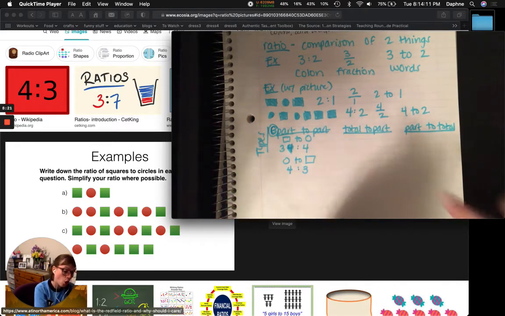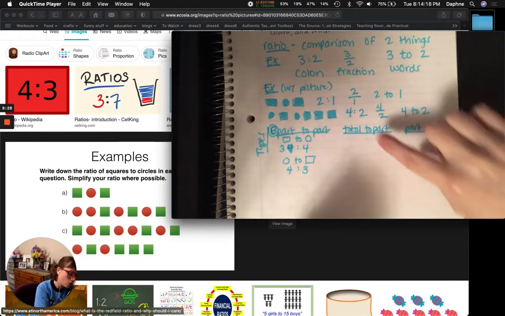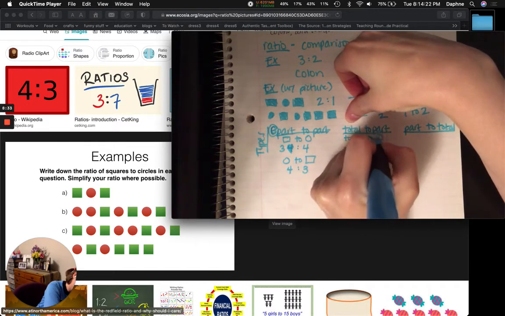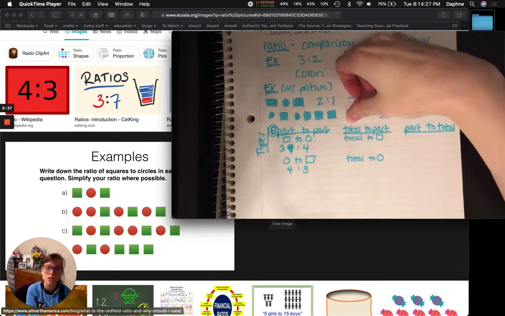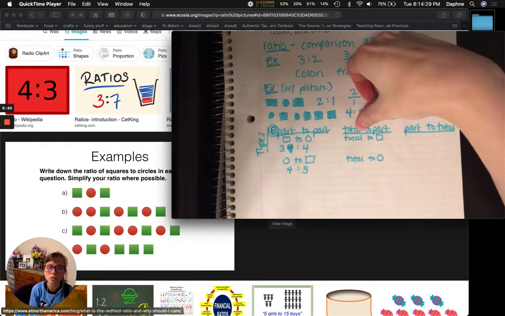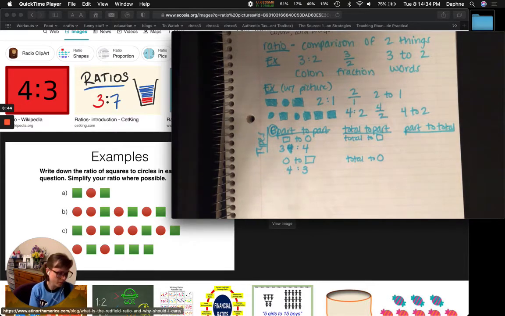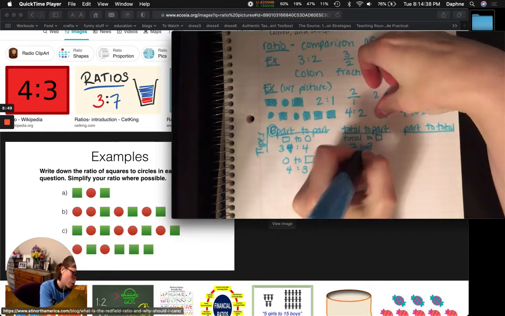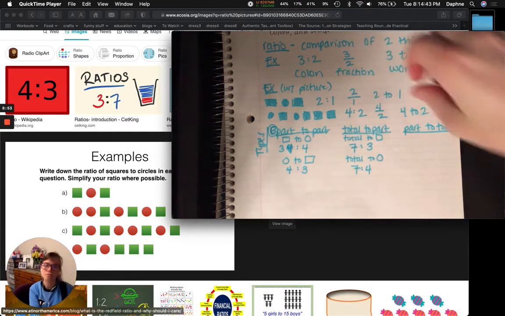All right, and then total to part. So how many shapes in total on part B do we have? 3, 6, we have 7 shapes total. So I want total to squares, and I want you to also fill out total to circles. So pause the video. I want you to fill out the total to squares using that colon. So our total was 7. So 7 to the number of squares, which is 3. And then total to circles will be 7 to 4.